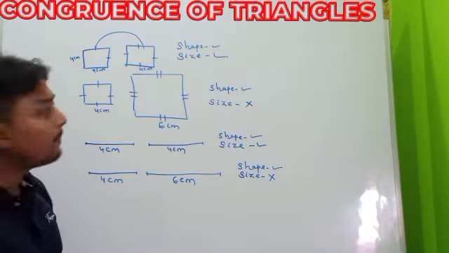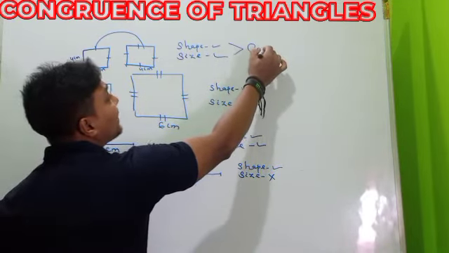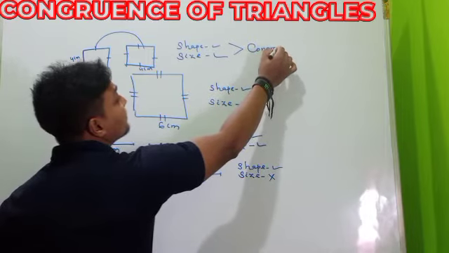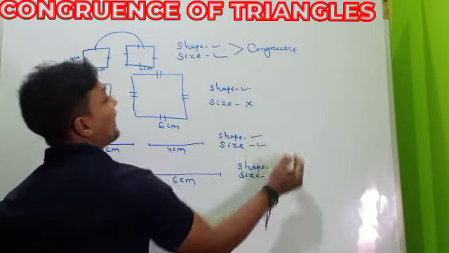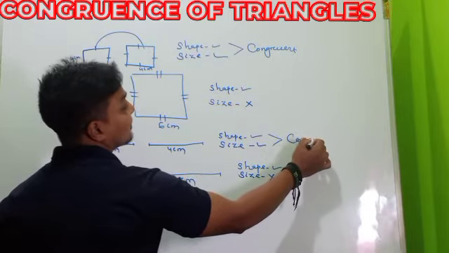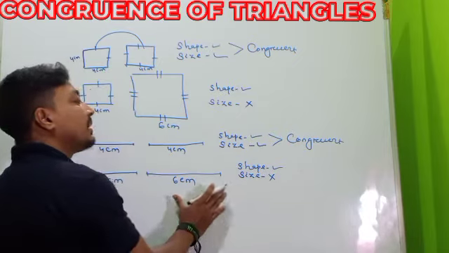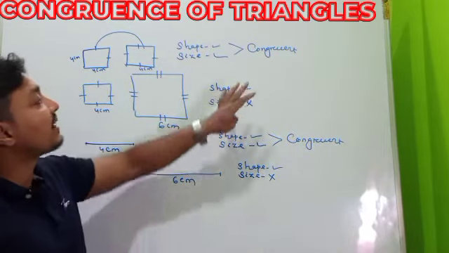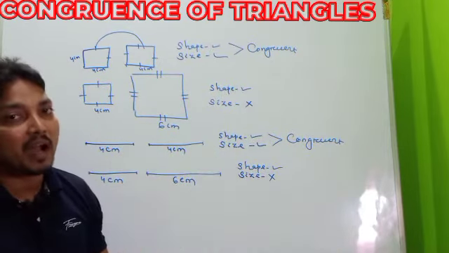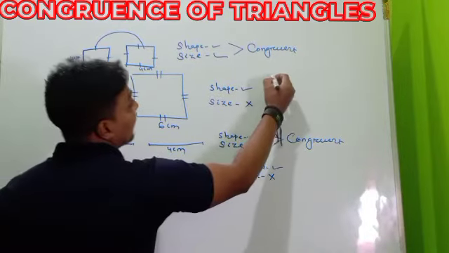So remember, here both the figures we can call congruent. Here both the line segments are called congruent, but this one we cannot call congruent, and this one also we cannot call congruent. And here I am giving you another example.